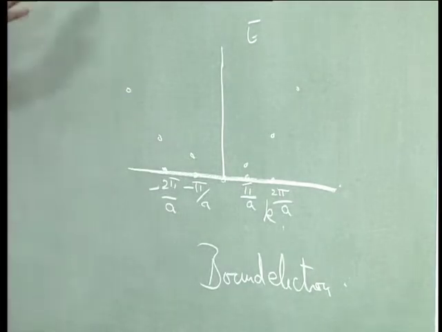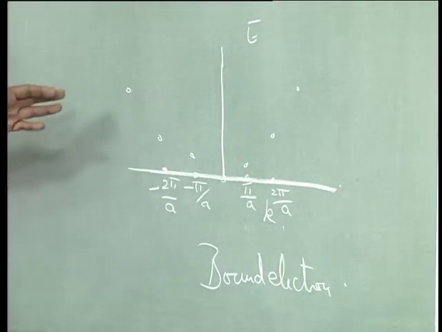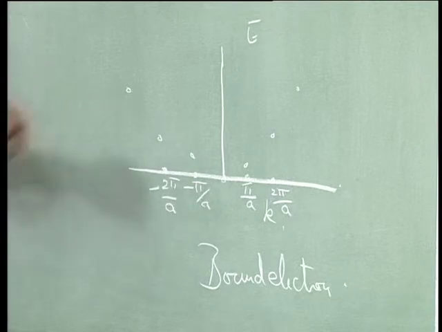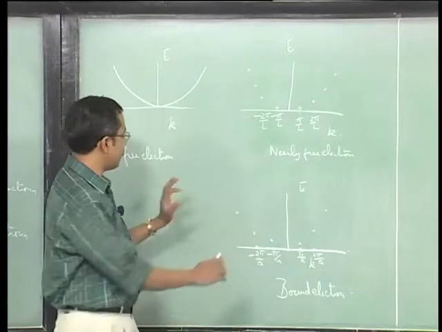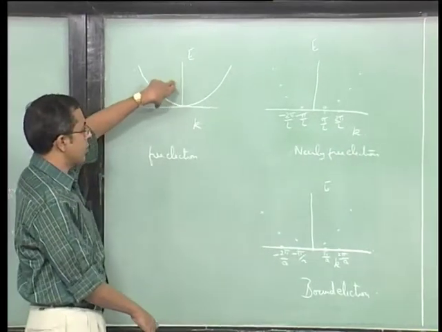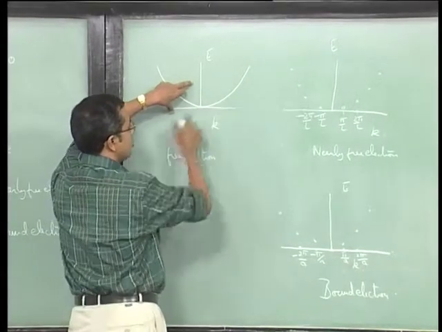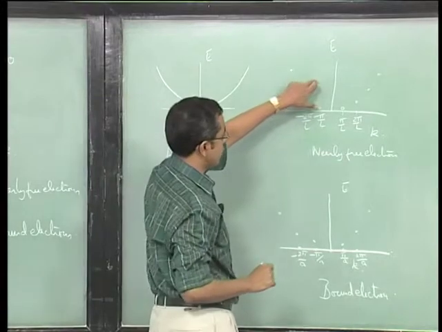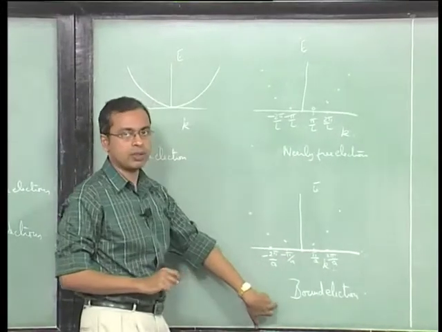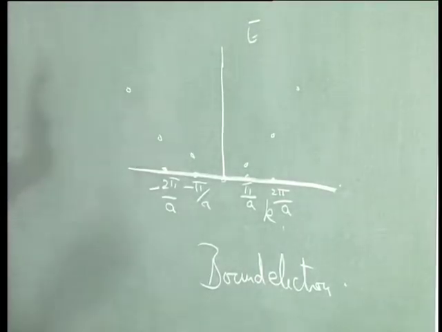Okay. Since the relationship is still h bar square k square by 2m, if you connect these dots in the energy versus k plot you are going to get a parabola. So the shape is the same as that for a free electron, except that several points here are now no longer valid, only specific points along this curve are valid, and that is what we see both for a nearly free electron and for a bound electron. So this is how these 3 figures relate to each other.